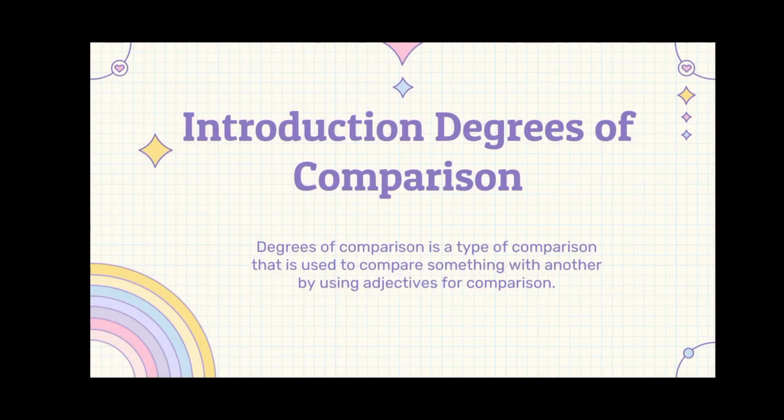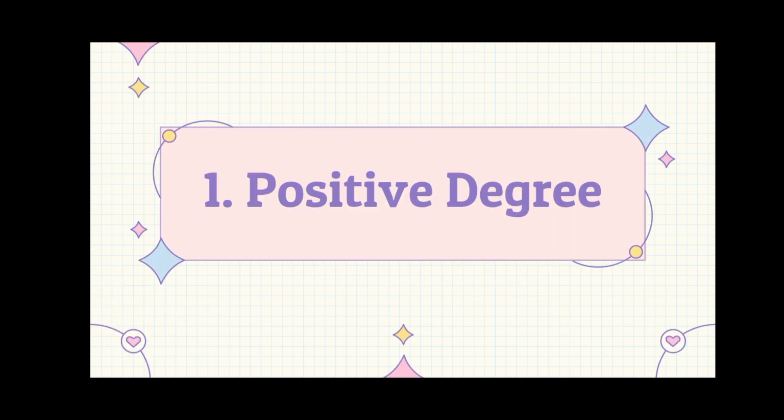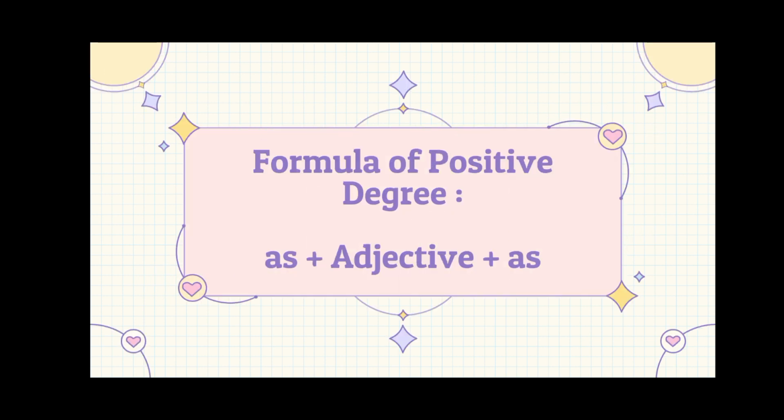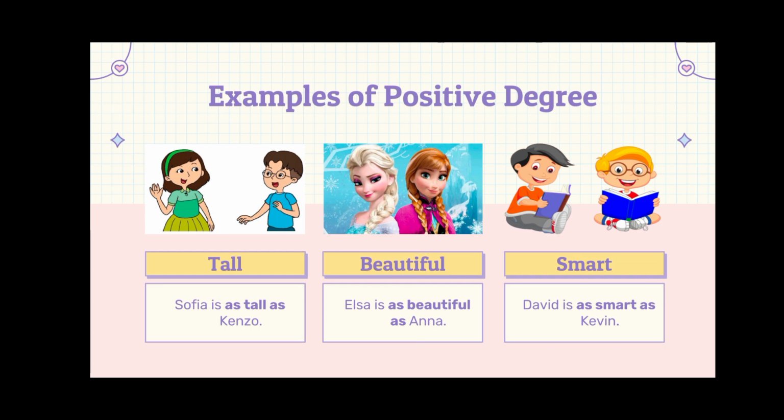Introduction. Degrees of comparison is a type of comparison that is used to compare something with another by using adjectives for comparison. 1. Positive degree. Positive degree is an adjective used to express a level that is ordinary or simple, or the same thing. Formula of positive degree: S plus adjective plus S.